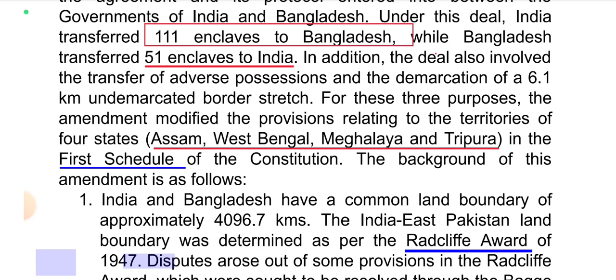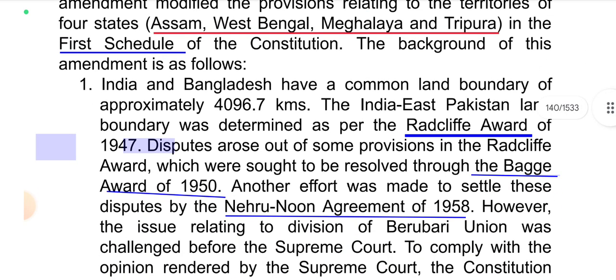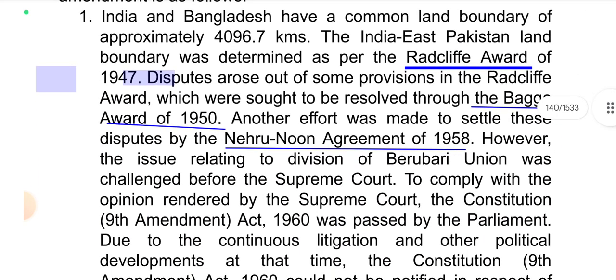In the first schedule of the constitution, the background of this amendment is as follows: India and Bangladesh have a common land boundary of approximately 4096.7 kilometers. The India-East Pakistan land boundary was determined as per the Radcliffe Award of 1947. Disputes arose out of some provisions in the Radcliffe Award, which were sought to be resolved through the Bagge Award of 1950. Another effort was made to settle these disputes by the Nehru-Noon Agreement of 1958.